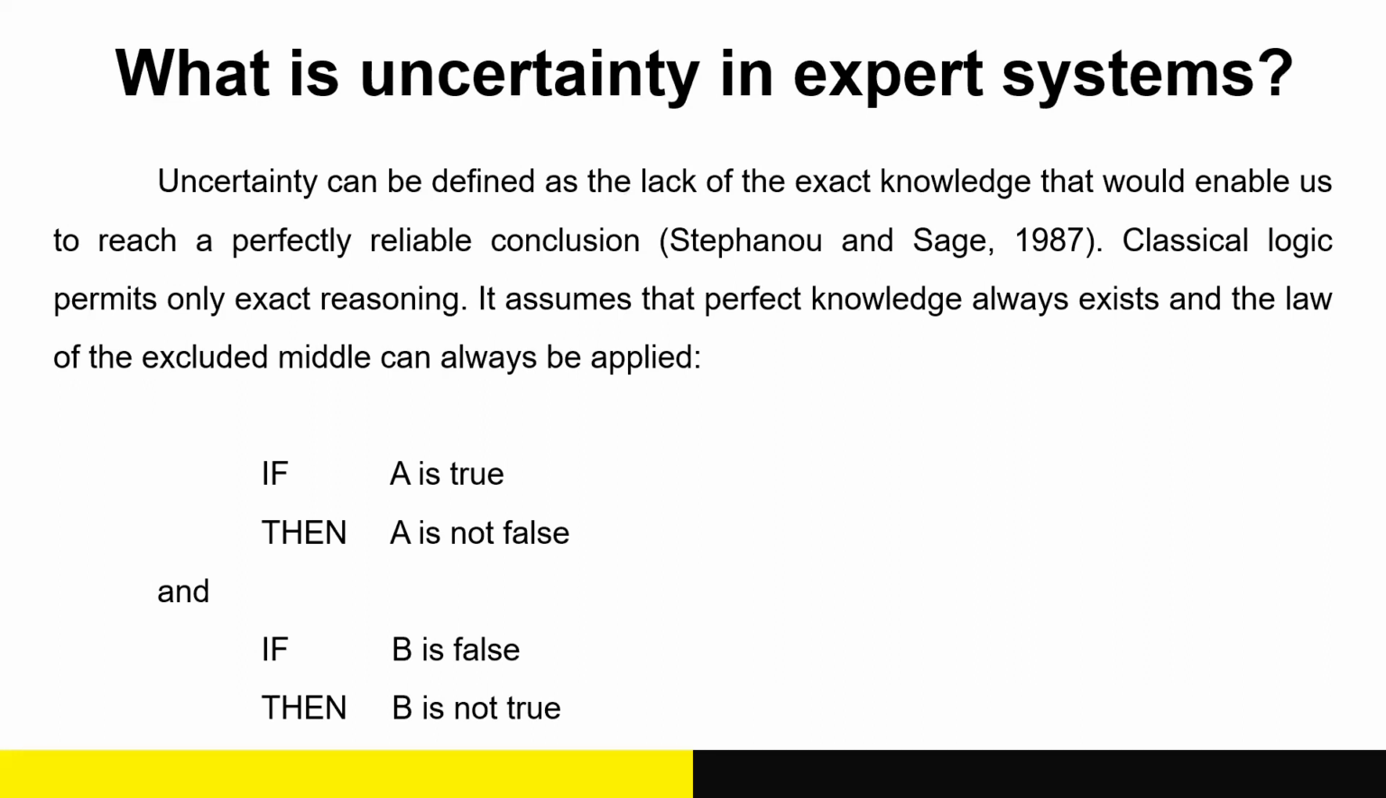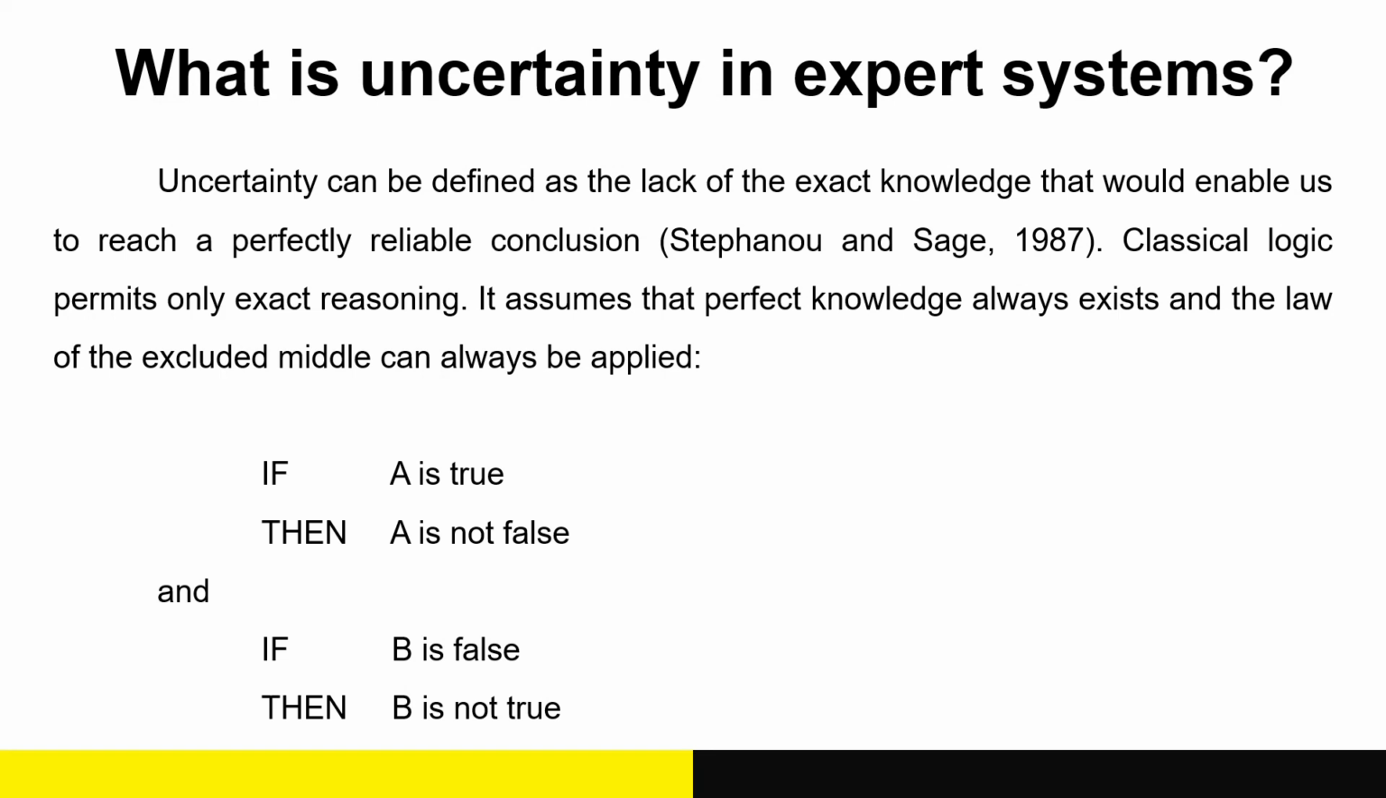Classical logic permits only exact reasoning. It assumes that perfect knowledge always exists and the law of the excluded middle can always be applied. So, classical logic is a system of reasoning that assumes every statement is either true or false and that there is no middle ground. So, it means that if a statement is true, then its negation, or the opposite, must be false, and vice versa. In other words, there is no third option, such as a statement being neither true or false.